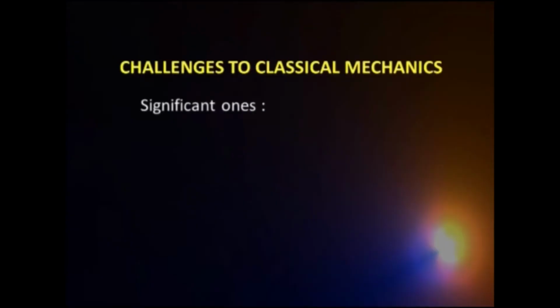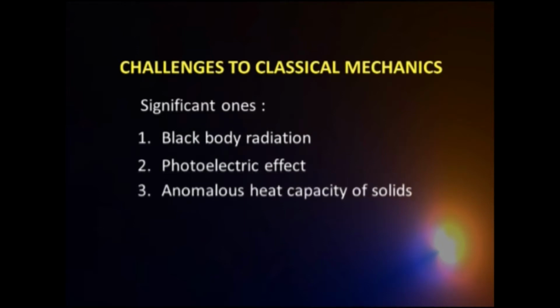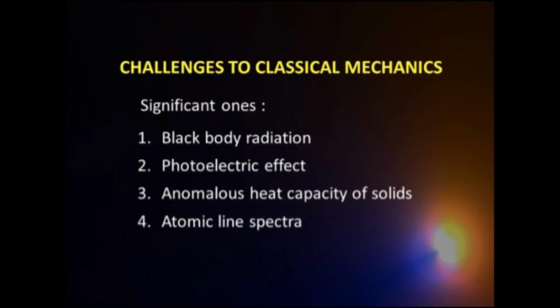There are 5 significant challenges: the blackbody radiation, photoelectric effect, anomalous heat capacity of solids, atomic line spectra, and Compton scattering. In fact, the last one, the 5th one, is not a challenge per se, but I am clubbing it here because this also could not be explained on the basis of classical mechanics. In fact, Compton scattering was used to verify the photon concept given by Einstein. We will come to that later on, maybe in the next session.